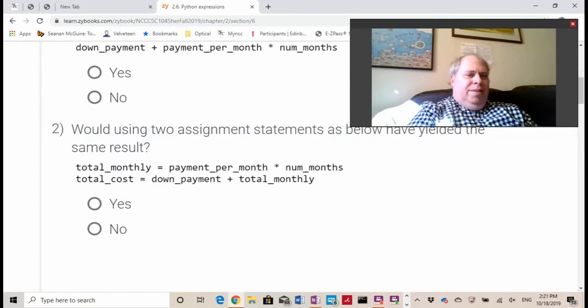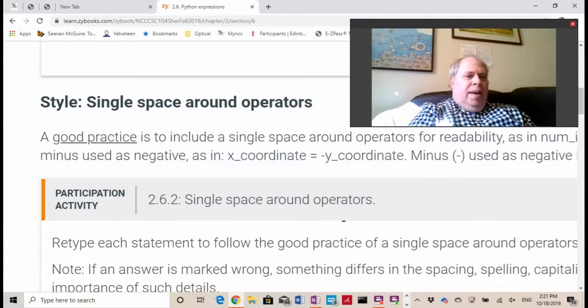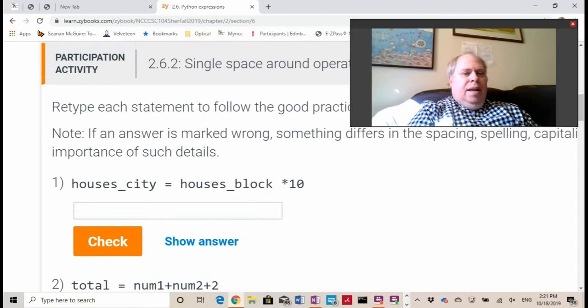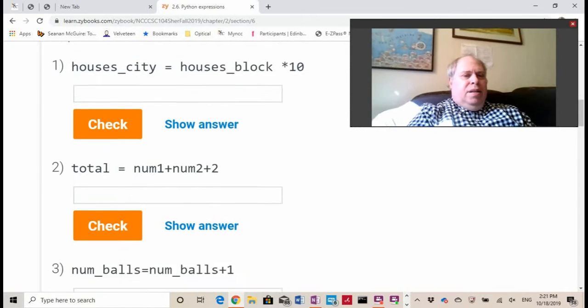Now, here they say you put space. They like to put spaces around the times. So you really want to have some space here.